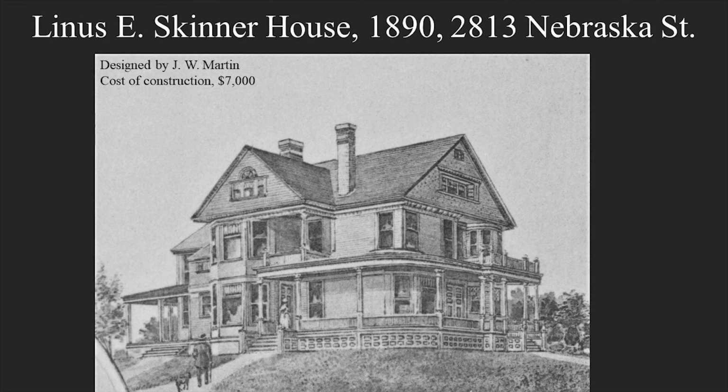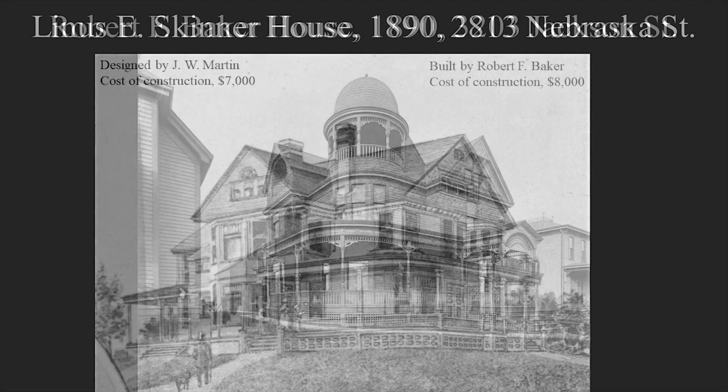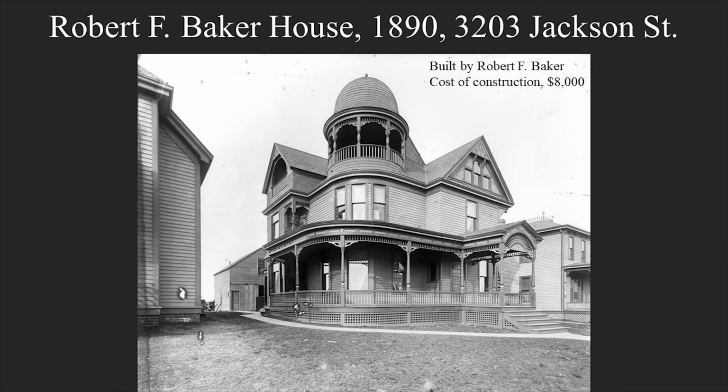The Linus E. Skinner House was located at 28th and Nebraska Street and built in 1890, designed by J.W. Martin at the cost of $7,000. The Robert F. Baker House, built in 1890 at 3203 Jackson Street. Baker himself was a contractor, and this was his personal reward. The house was built for $8,000. This house is also still standing, though it looks absolutely nothing like this today.